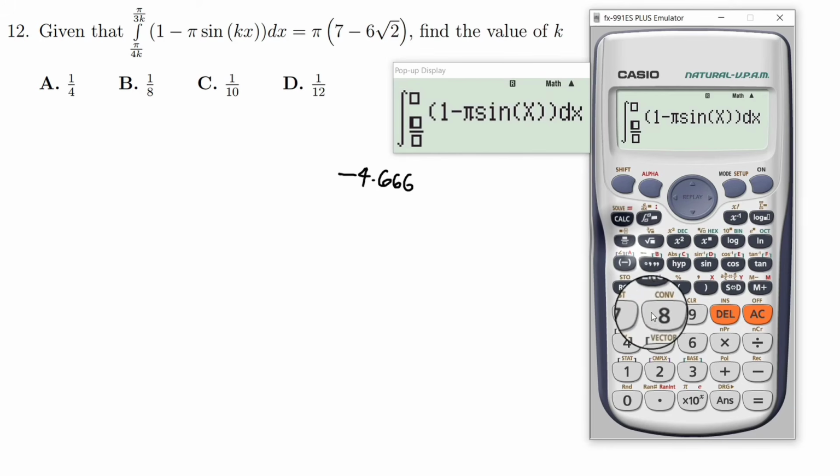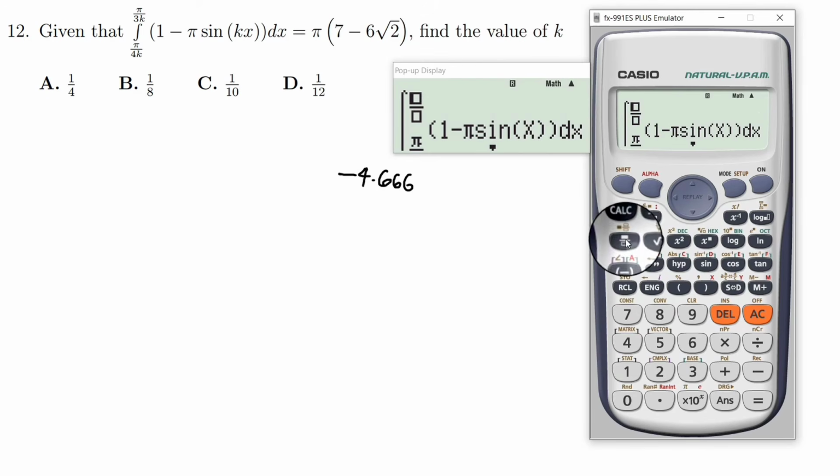Here we have this to be pi over 4k, so I can just leave that to be 4. Then here I will have this to be pi over 3k. Okay, so here we have k to be either 1 over 4, 1 over 8, 1 over 10, or 1 over 12.